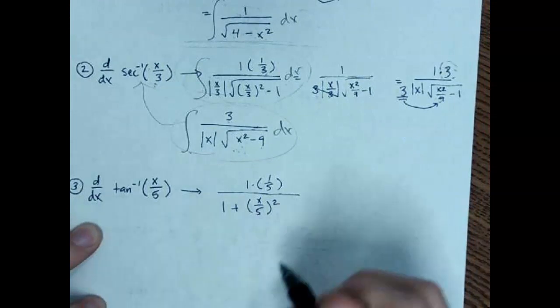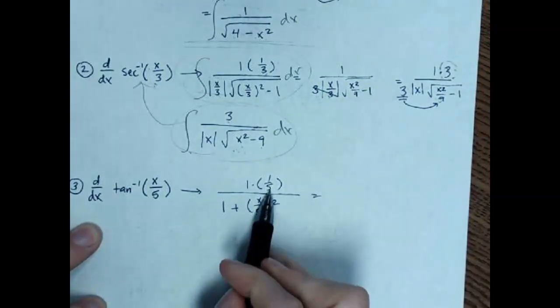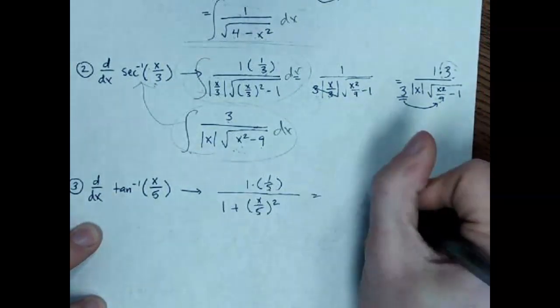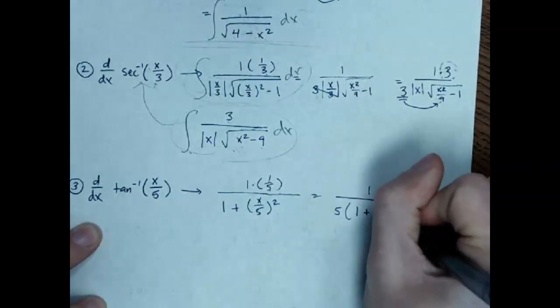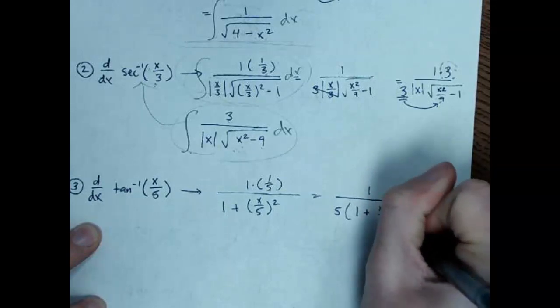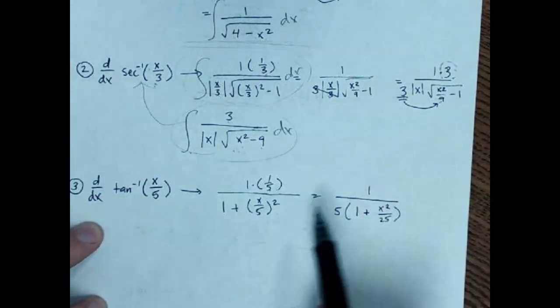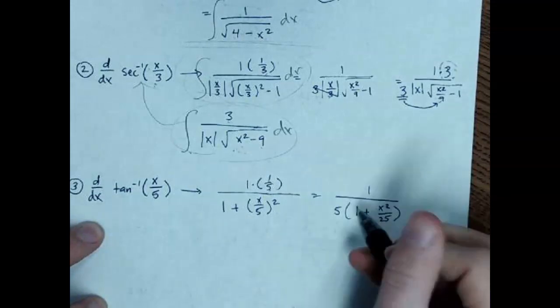Let's clean it up. I'm going to take this 5, this 1/5 on the top, and put it on the bottom. So I have 1 over 5, then I have 1 plus x squared over 25. So I took that chain rule part, I moved it to the bottom, and I'm going to distribute it.